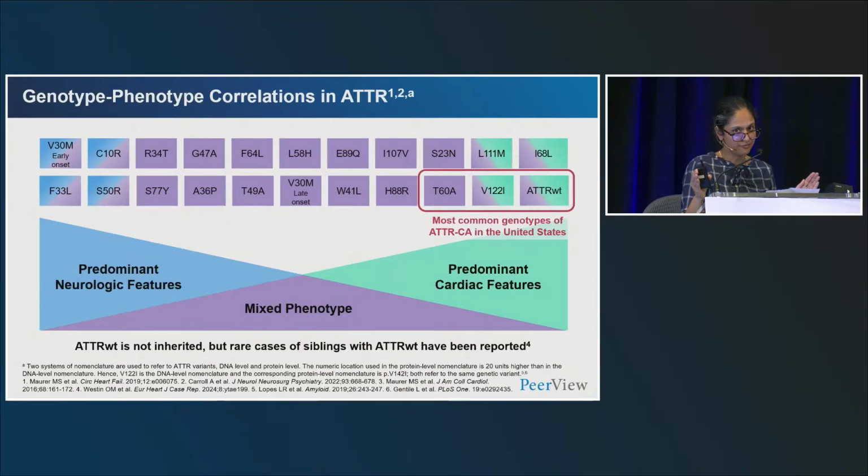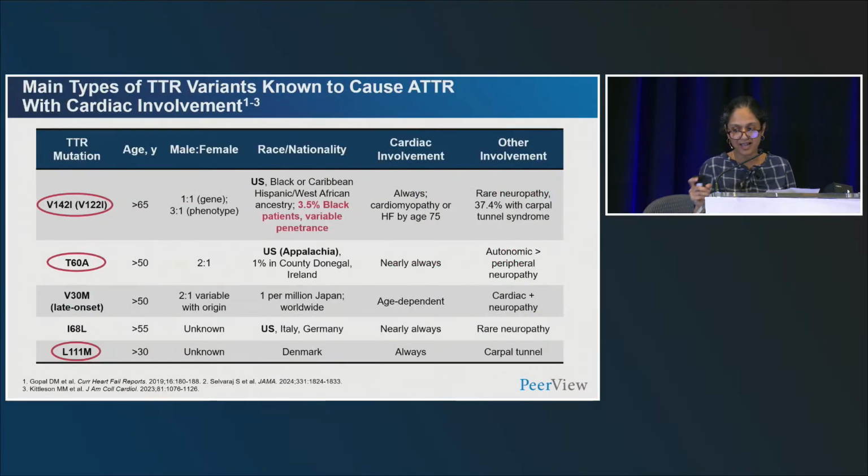Now, what about these variant forms? Why should you care about them? A lot of reasons you should care about them. There's multiple pathogenic variants implicated in ATTR-V, some that have predominant neurologic features and some that have predominant cardiac features. V142I or V122I is the one you will see most commonly in the United States. In fact, 3.5% of Black Americans carry this variant.